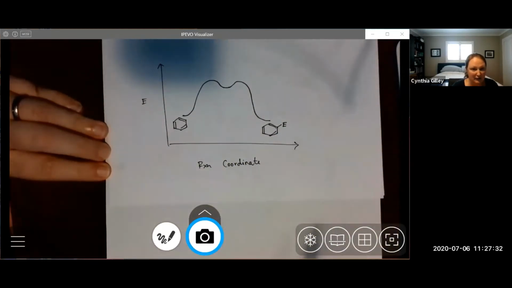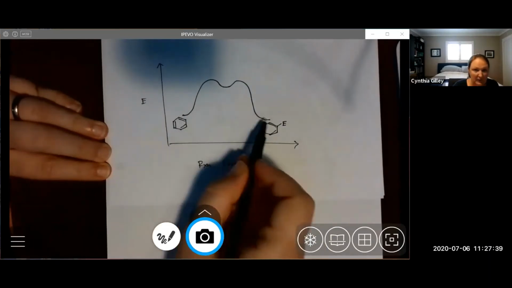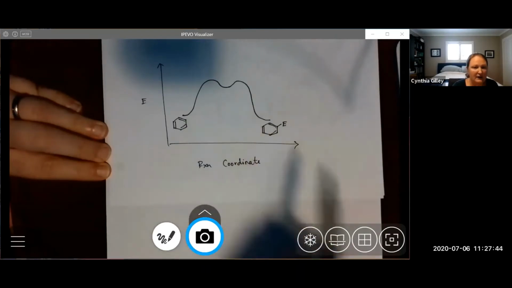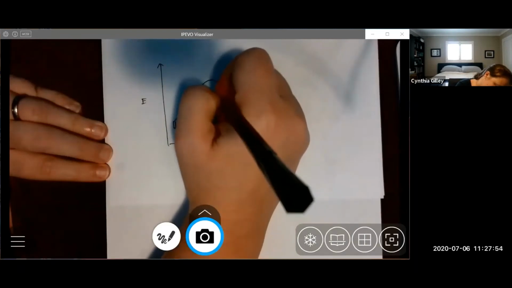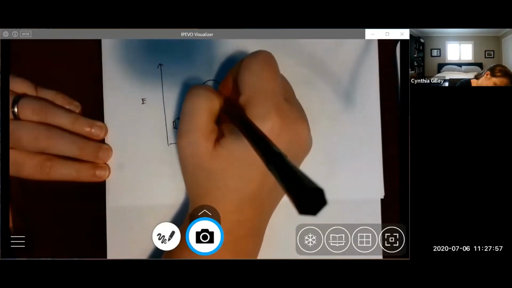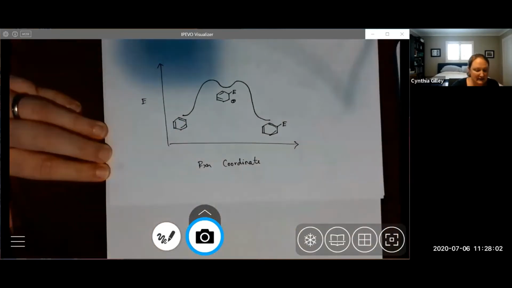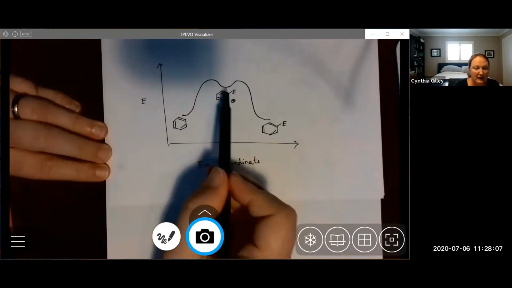We added the electrophile. But it's still aromatic, so it's relatively stable. It's hard to say if it's going to be exothermic or endothermic. They're probably pretty similar in energy. So I've drawn it a little exothermic, but that's just a guess. And then the intermediate is the arenium ion. And that one is much higher in energy than the reactant or the product because it's not aromatic.